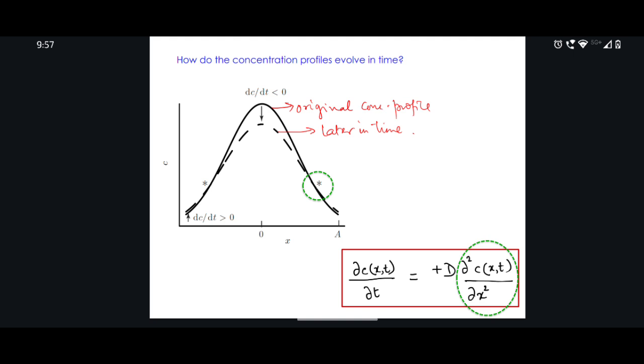No. So there is a gradient, but there is no curvature. Right? It's the same slope. There's no curvature. So the second derivative in space is 0. Okay. Which would suggest that the concentration in time.